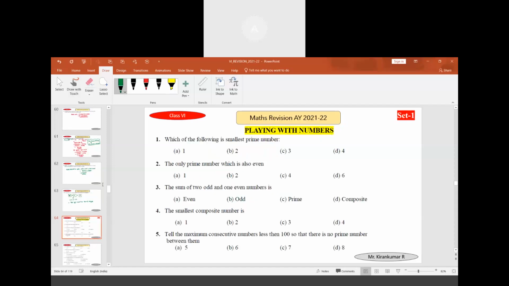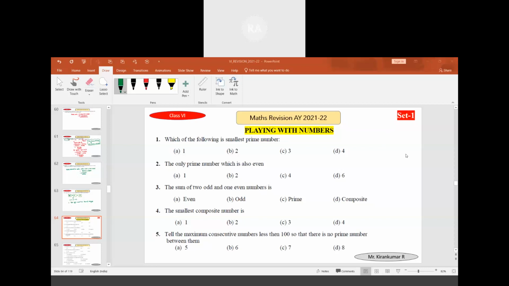Now we are in the next chapter, which is playing with the numbers. In this chapter, there are certain concepts like finding the prime product, finding HCF, and finding LCM. First answer is option B.